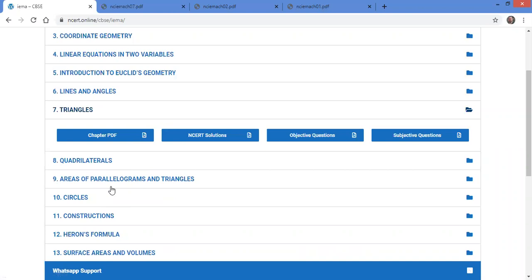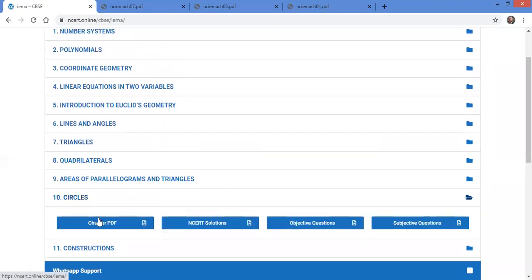Now chapter 9, here comes a big change. In chapter 9, the area of parallelograms is totally cancelled. So we have two chapters which are totally cancelled. Chapter 5, Euclid's geometry, which was already cancelled actually in the previous year, and now area of parallelograms and triangles, this full chapter is also cancelled. Then we come to the chapter on circles.